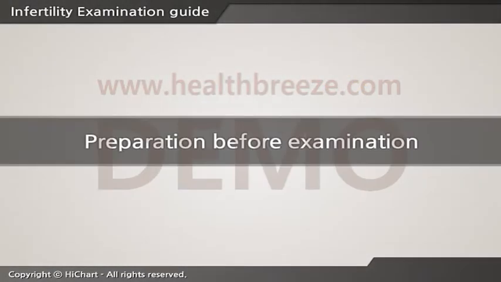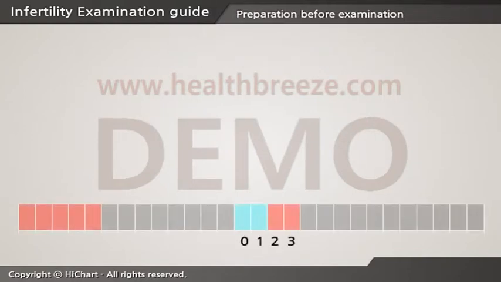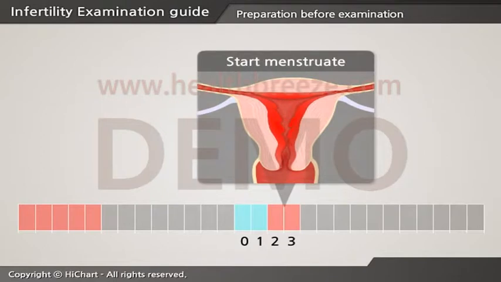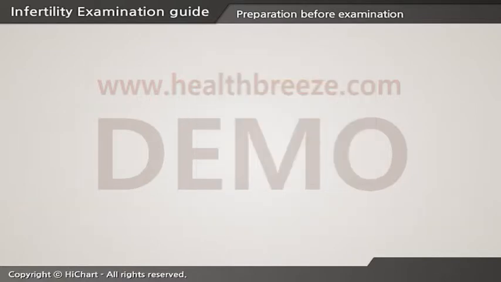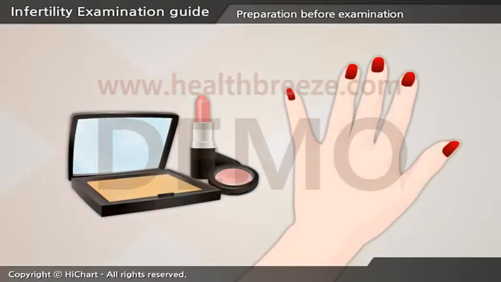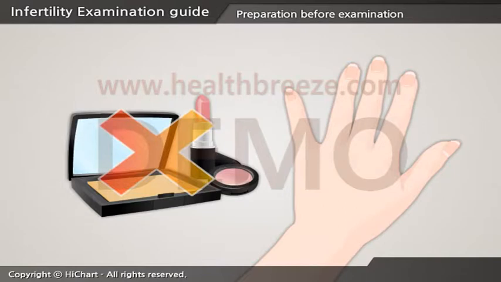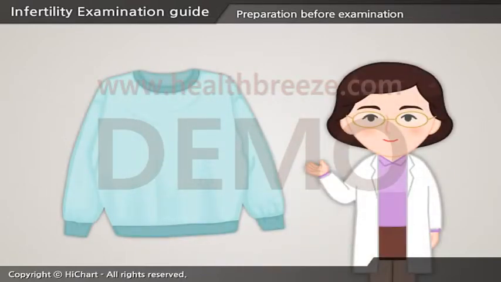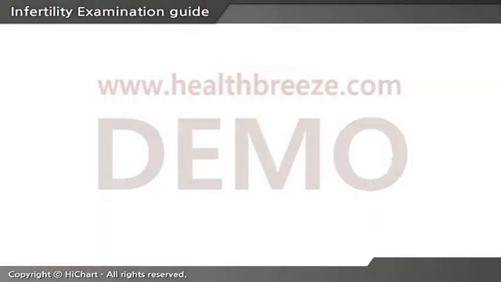Preparation before examination. If you come to the hospital for the first time for a consultation about infertility, remember your menstruation period and visit the hospital 2 to 3 days after your next menstruation period starts. When visiting the hospital, please avoid heavy makeup and nail polish, and wear comfortable clothes for examination.